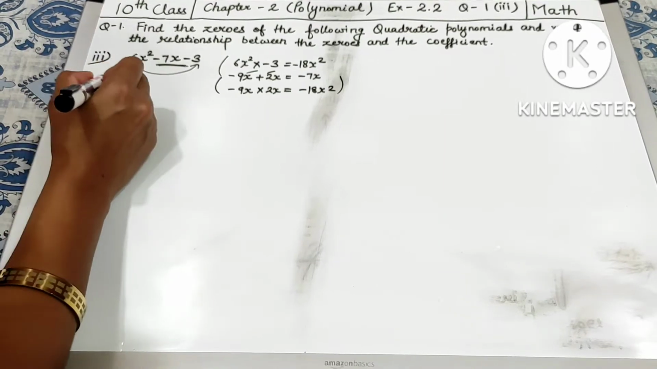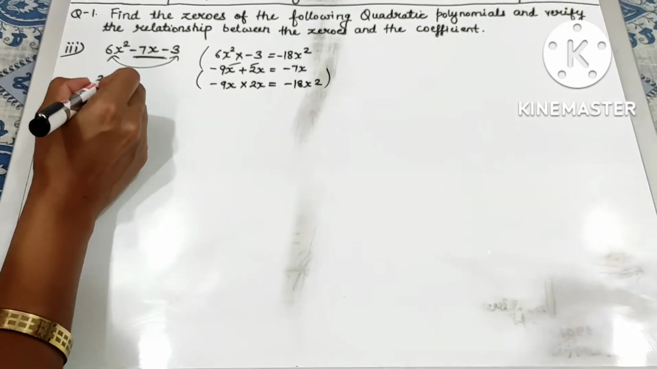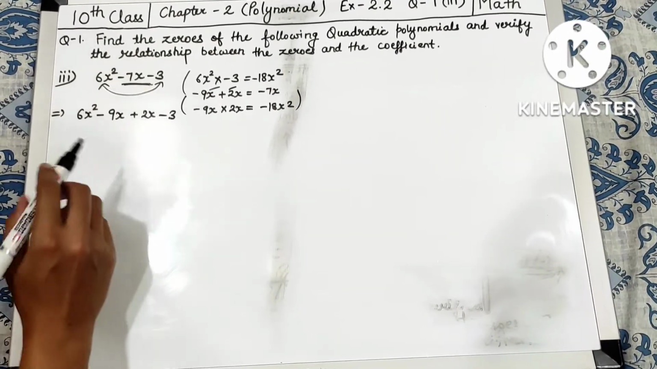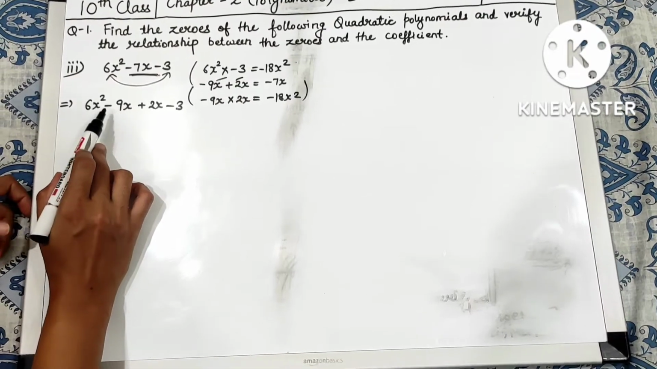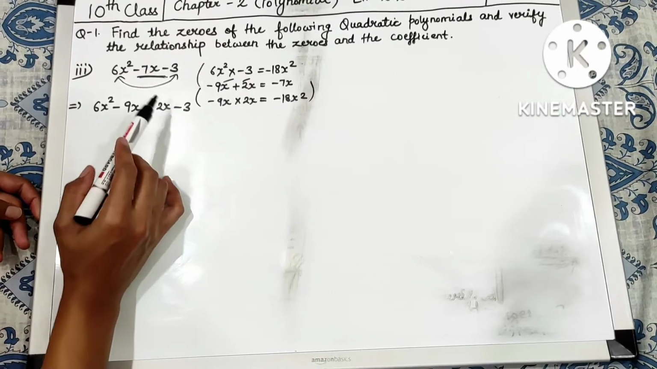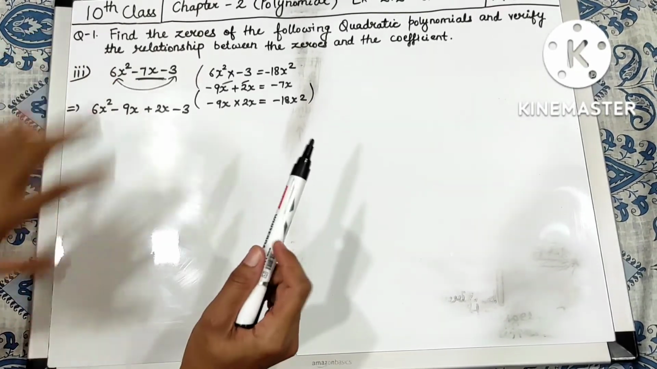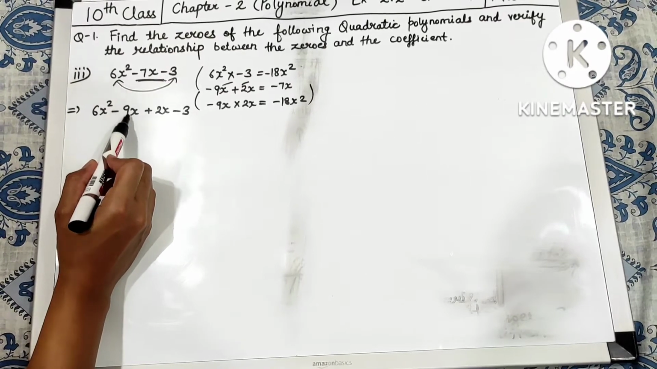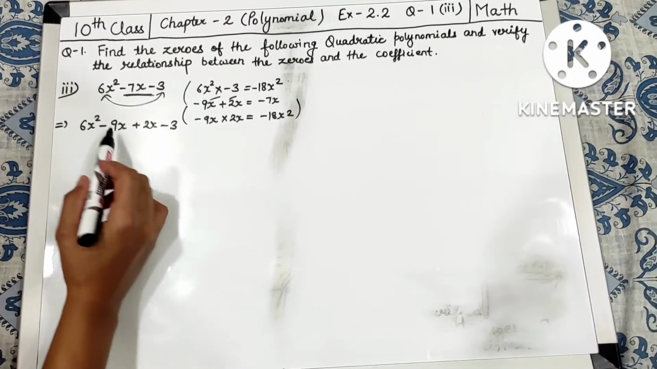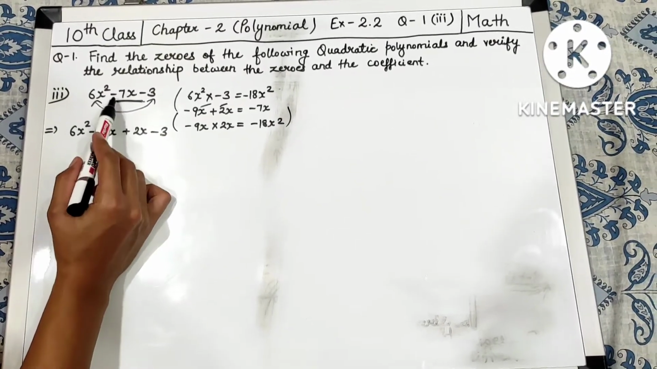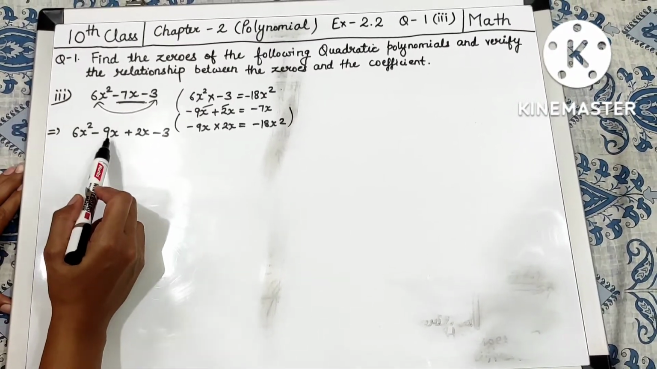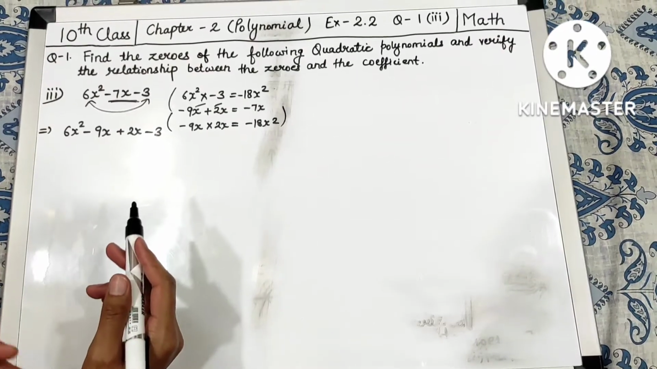So I will write here 6x² minus 9x plus 2x minus 3. Students, we will write minus 9x. Most of the students face many problems like why I write minus here and plus here, because I want to get minus 7x, because minus 9x is the larger number, so this is a minus number. If I will write plus here, then I will get a plus 7x. So for minus 7x I have to write minus 9x, बिकॉज साइन उसका आता है जिसका बड़ा नंबर हो.